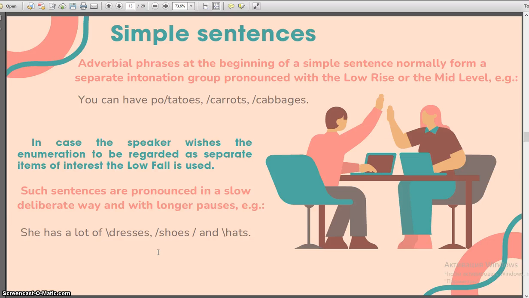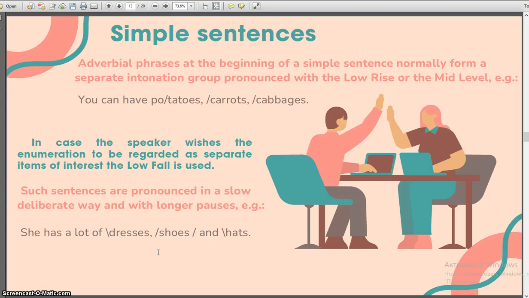Next one, simple sentence. Adverbial phrases at the beginning of the simple sentence normally form a separate intonation group pronounced with the low rise or the mid-level. Example: You can have potatoes, carrots, cabbages.